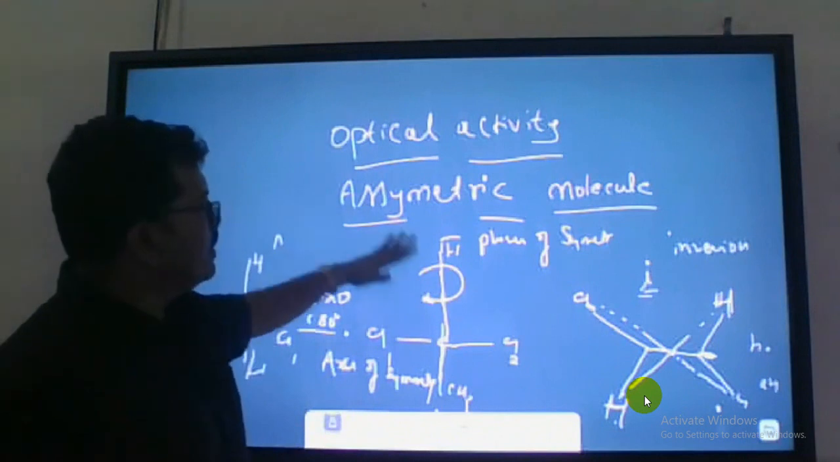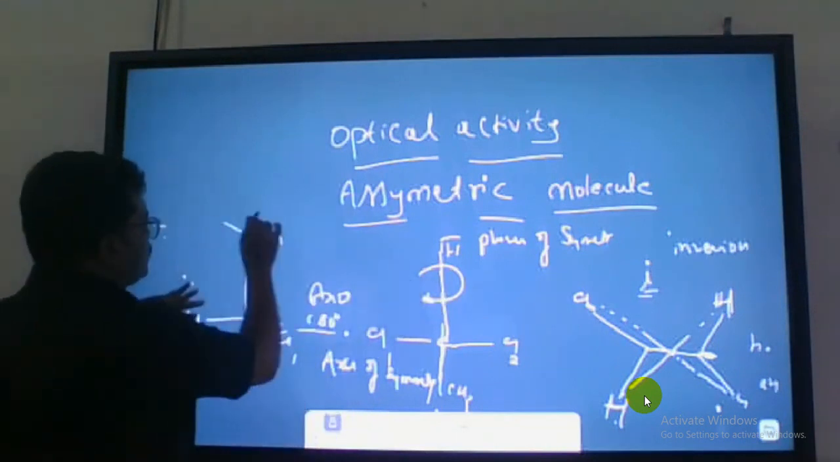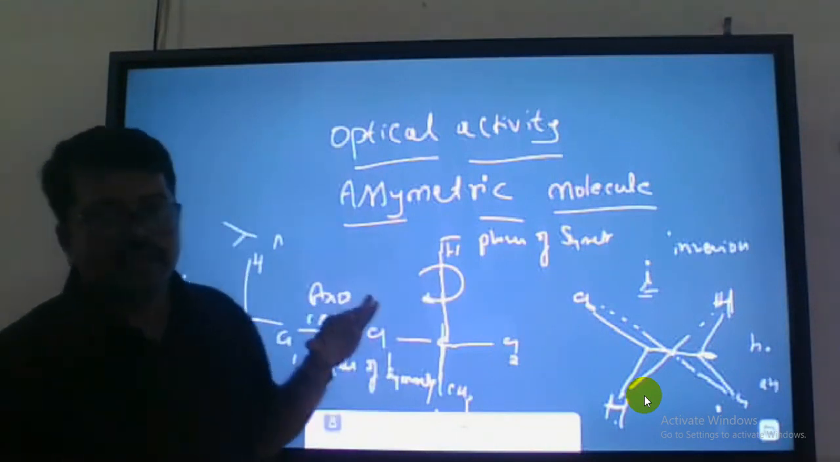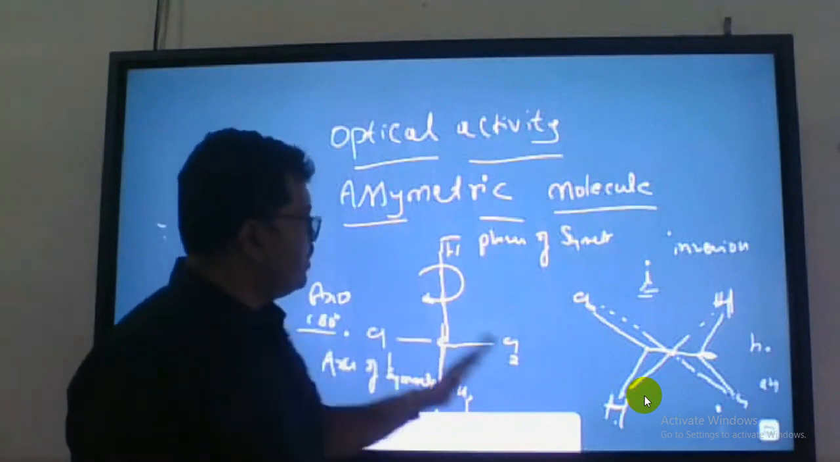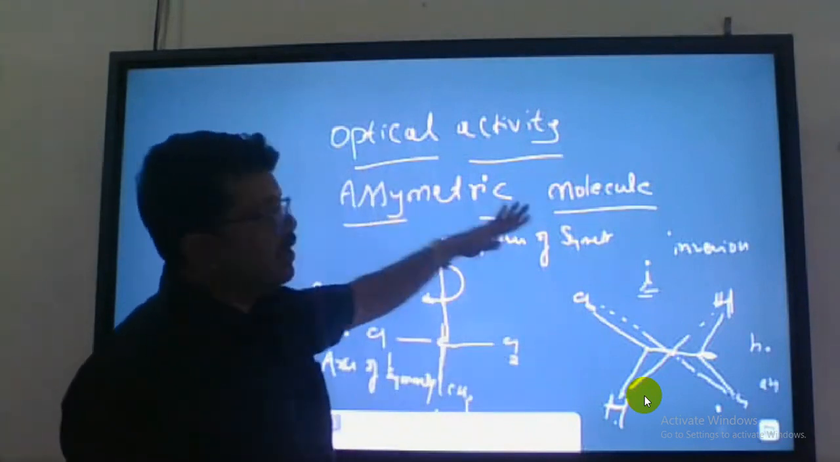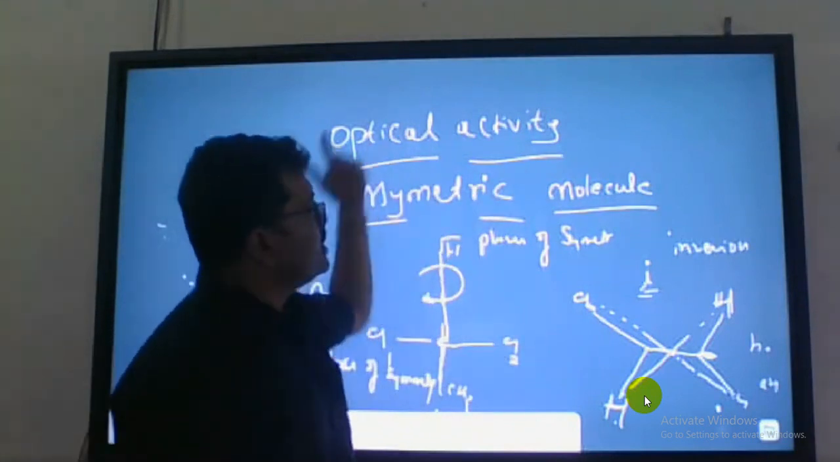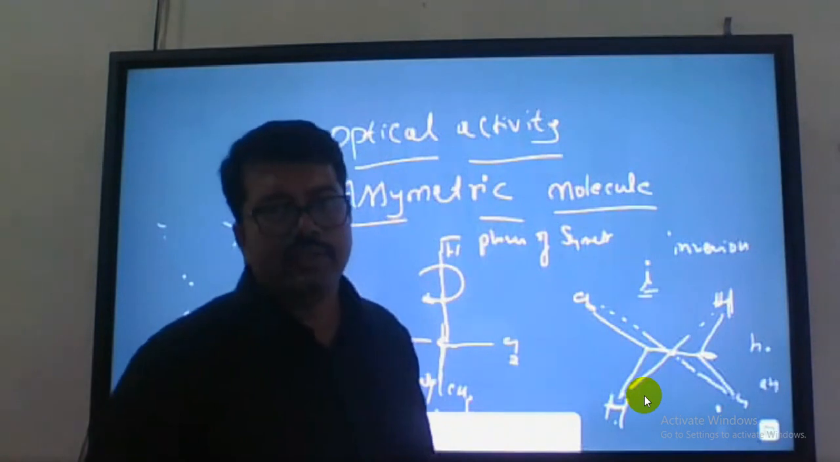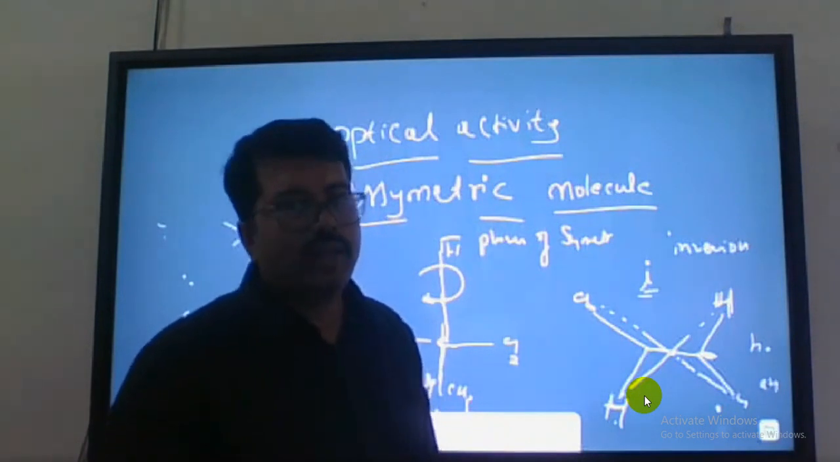So asymmetric molecules do not contain these three symmetry elements. If these three elements are absent, we call it an asymmetric molecule. Asymmetric molecules possess optical activity.